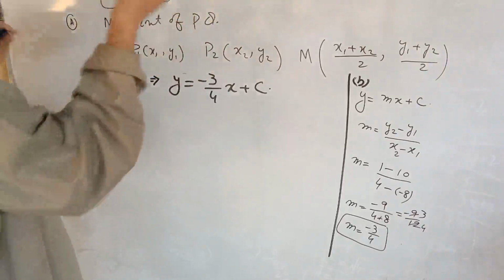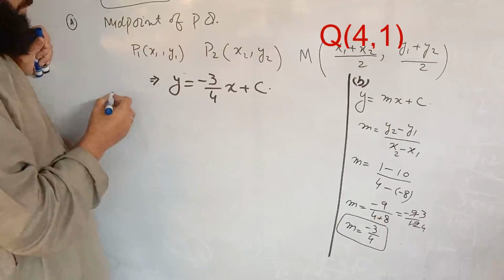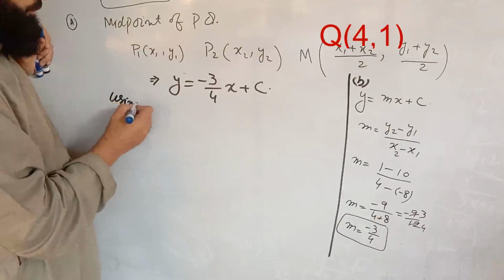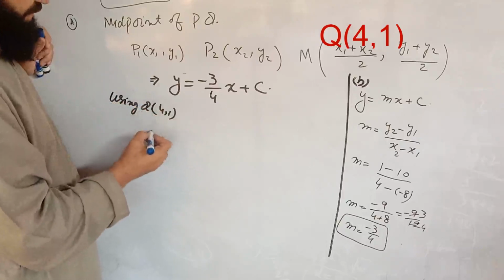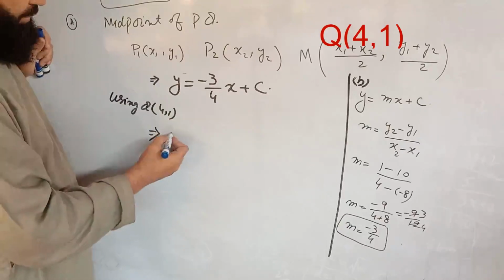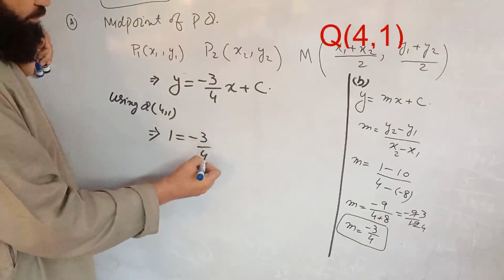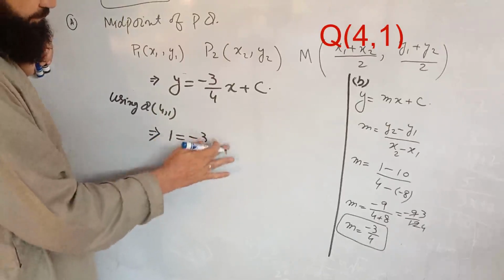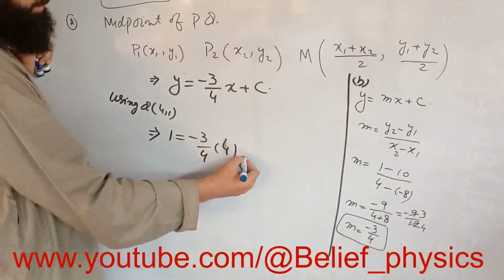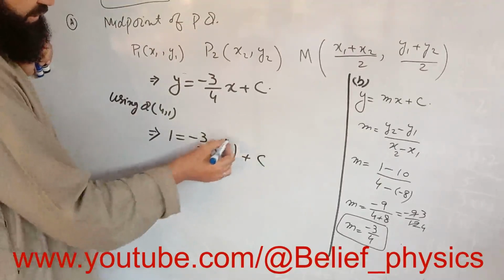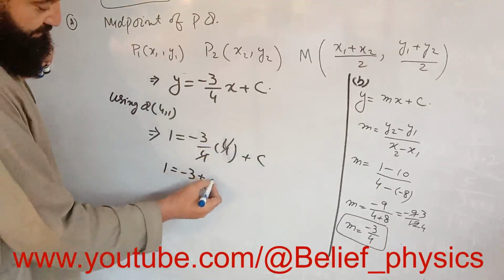I use Q, for example. Using Q, which is (4, 1), what will it become? 1 is equal to minus 3 over 4 into x, and x is 4 here, plus c. The 4 is cancelled with 4. So we get 1 is equal to minus 3 plus c.